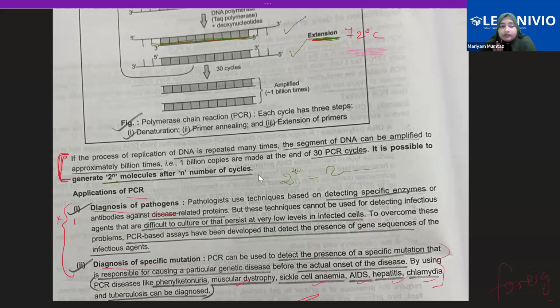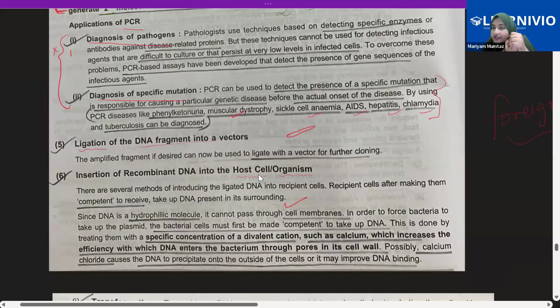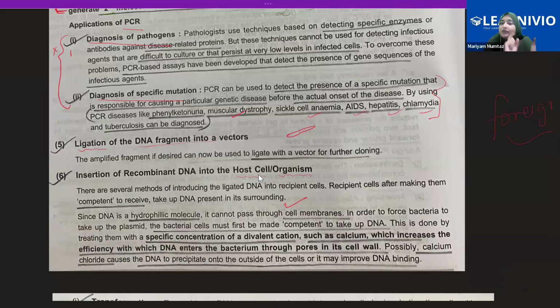Now, this particular PCR is done. You've created a lot of copies. Now, you're going to take that gene of interest, take the vector, cut the vector at the specific restriction sites, and then you load the gene onto the restriction site using the enzyme called DNA ligase. DNA ligase is the molecular glue, so it joins the two together. And now what you have is a recombinant DNA.